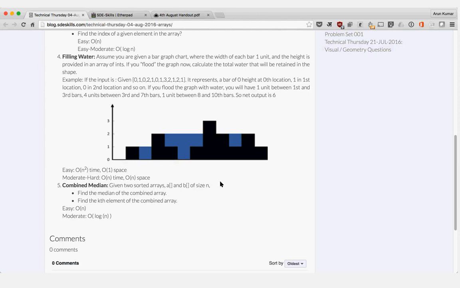And then we are adding the current, subtracting the current height of the current cell. And that will be the capacity.